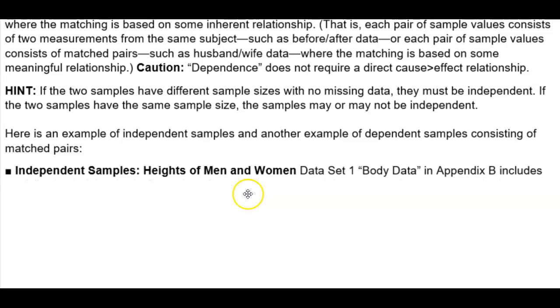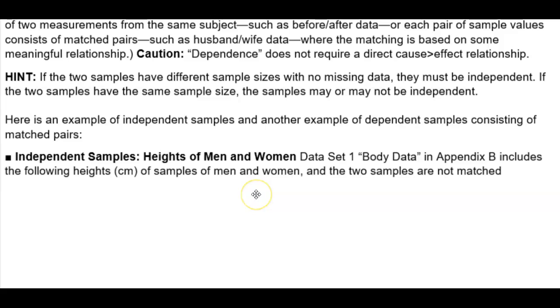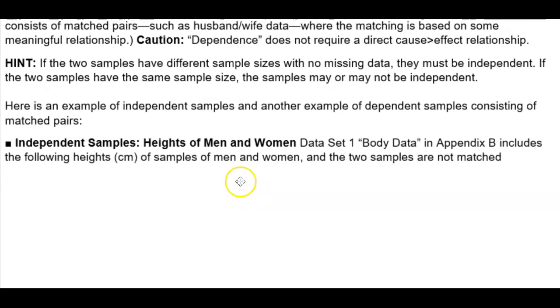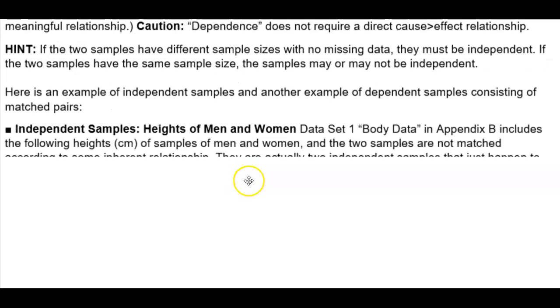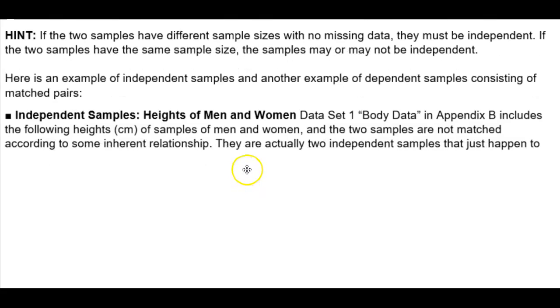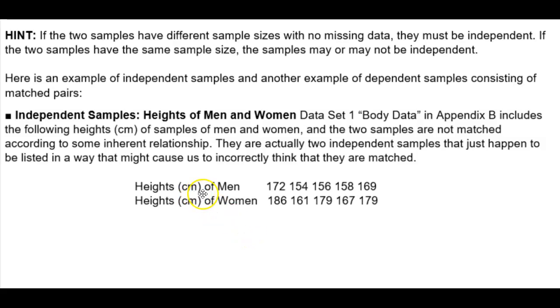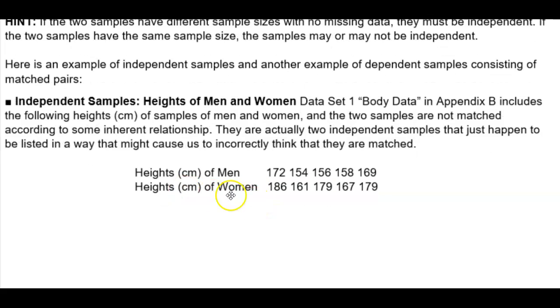So for independent samples, the heights of men and women. Data Set 1, Body Data in Appendix B, includes the following heights in centimeters of samples of men and women. And the two samples are not matched according to some inherent relationship. They are actually two independent samples that just happen to be listed in a way that might cause us to incorrectly think that they are matched. So here are the heights in centimeters of men and the heights in centimeters of women.